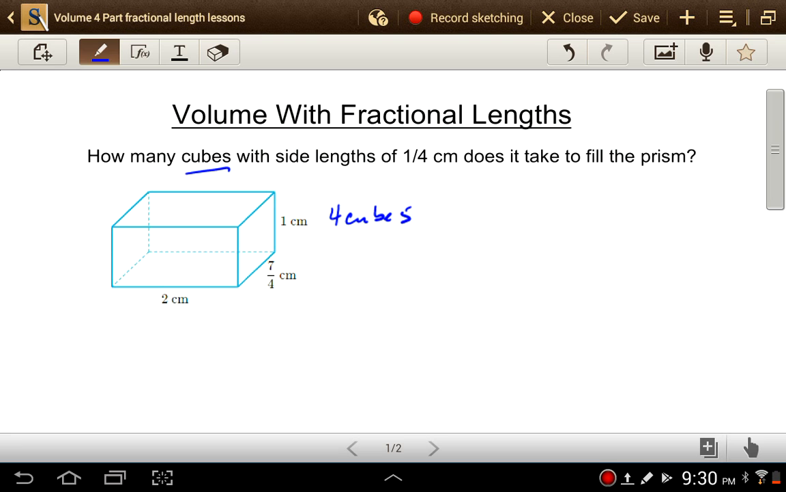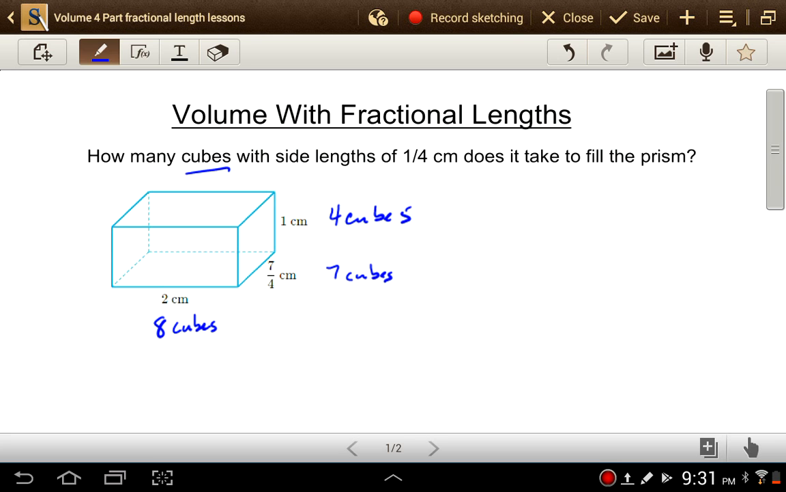Okay, 7/4 is pretty easy since the denominators are the same. I would do 7/4 divided by 1/4, which would mean 7 cubes. And then the bottom, 2 centimeters, I would do 2 divided by 1/4, which would be 8 cubes. So I'm just going to convert those to how many cubes fit.